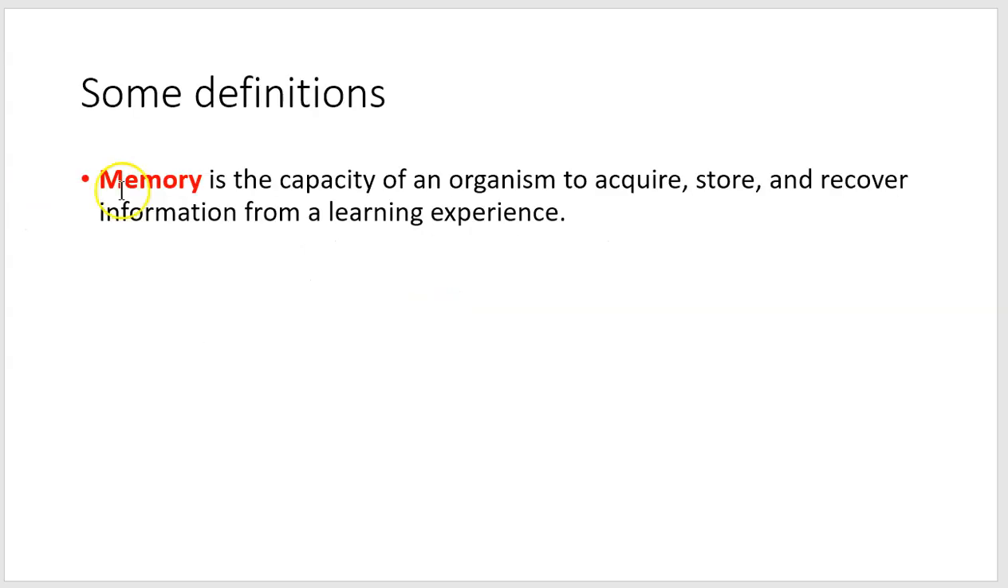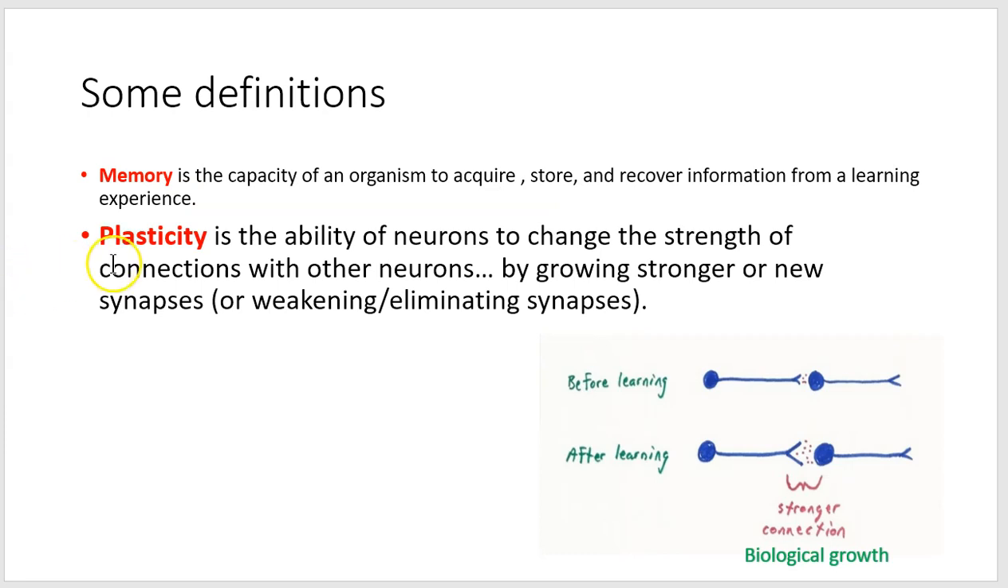First, some definitions. Memory is the capacity of an organism to acquire, store, and recover information from a learning experience. Plasticity is the ability of neurons to change the strength of connections with other neurons by growing stronger or new synapses, where the flip side is by weakening synapses or eliminating synapses, and this process happens during development.